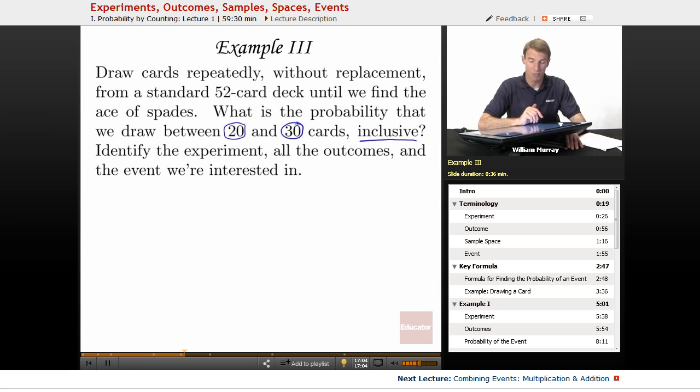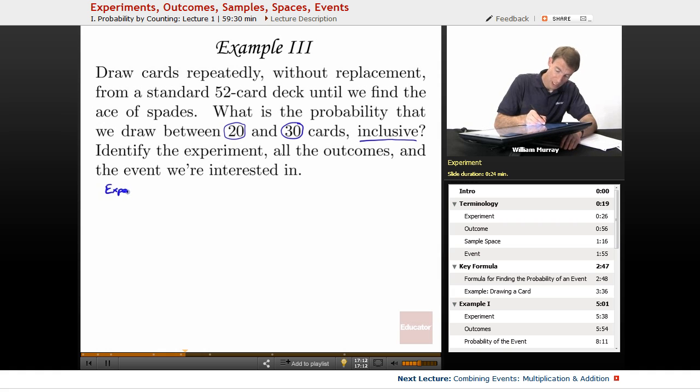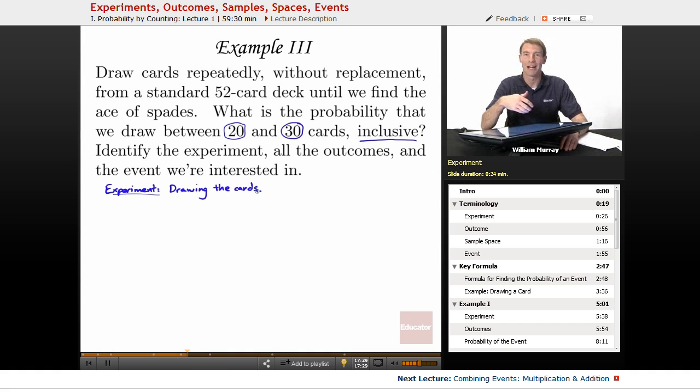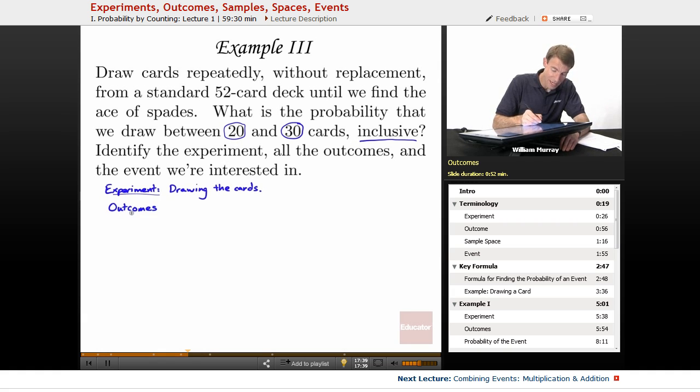It says identify the experiment, all the outcomes, and the event that we're interested in. So the experiment here is just drawing the cards. Don't know how long it's going to last because we might get the ace of spades on the very first pick. Or if we get unlucky, we might have to draw 51 cards and then get the ace of spades on the very last pick. So the set of possible outcomes really depends on where we get the ace of spades.